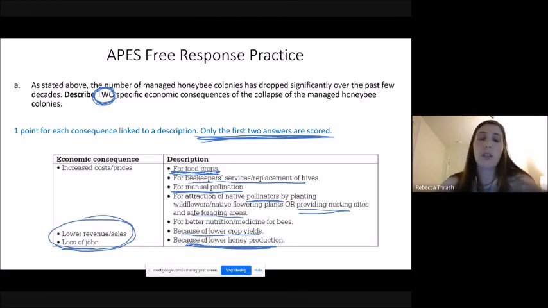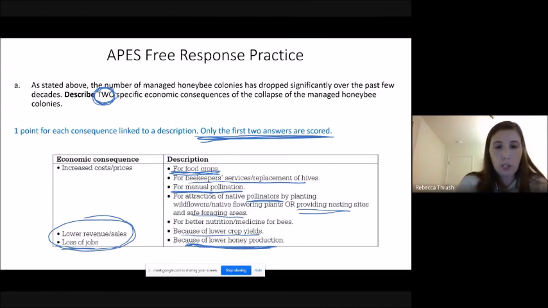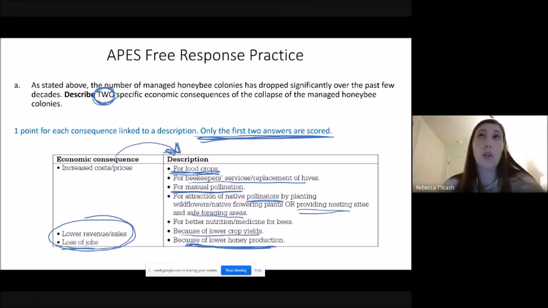So the important thing here is just to make sure that you are linking the consequence to a description. You would not have gotten the point if you had just said, well, food is going to cost more. You have to link it to why.